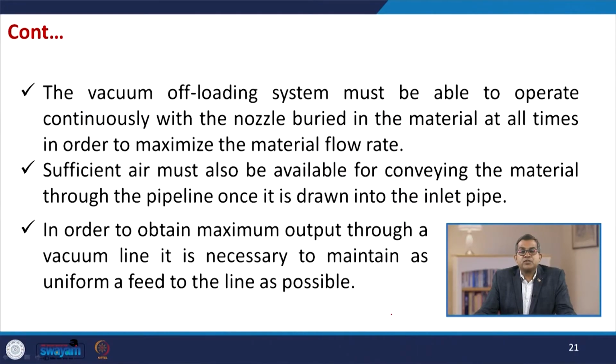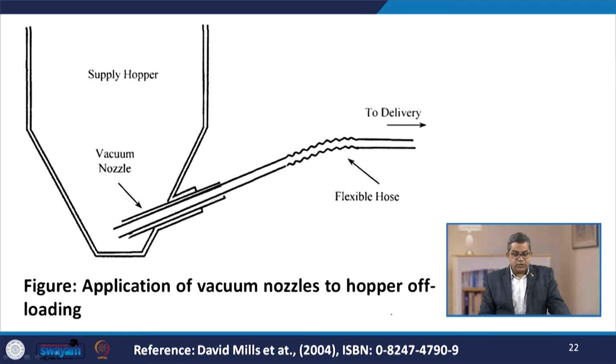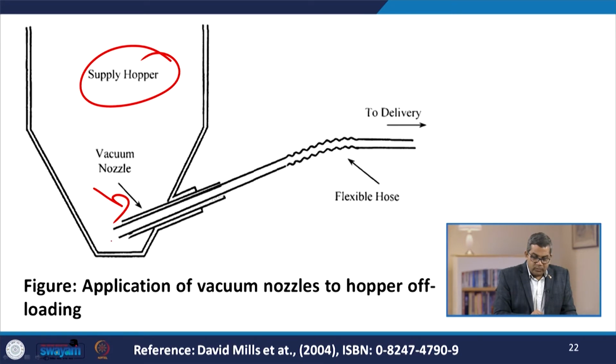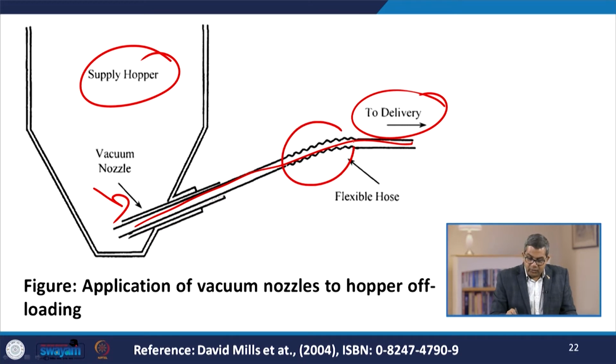Sufficient air must also be available for conveying the material through the pipeline once it is drawn into the inlet pipe. In order to obtain the maximum output through a vacuum line, it is necessary to maintain as uniform a feed into the line as possible. Now, here you see an application of a vacuum nozzle to hopper offloading. This is the supply hopper and vacuum nozzle. It goes like this to the delivery port, and here you have a flexible hose through which you can change the direction.